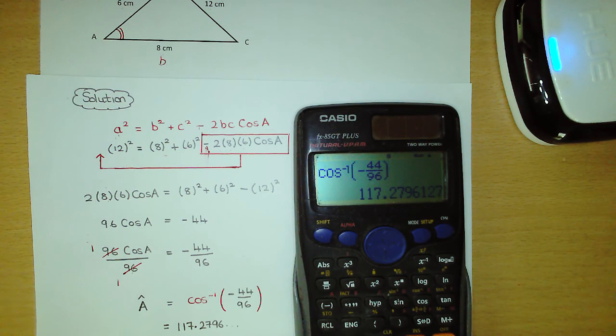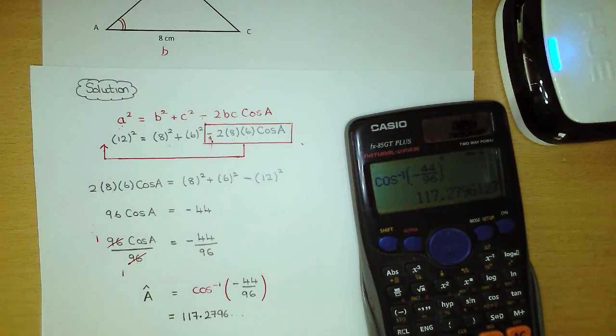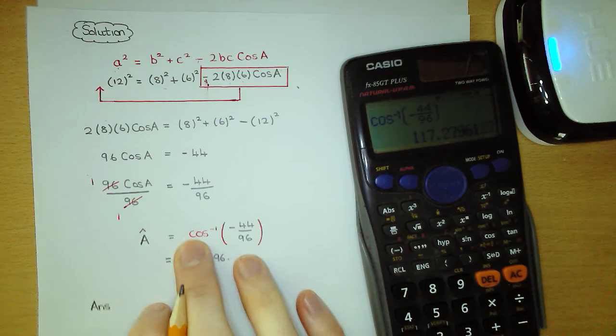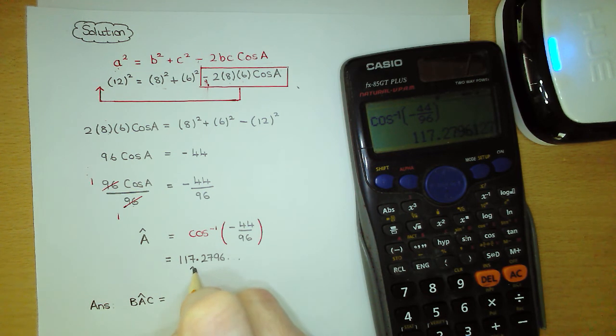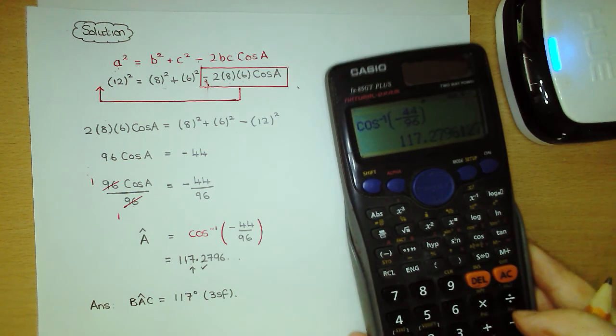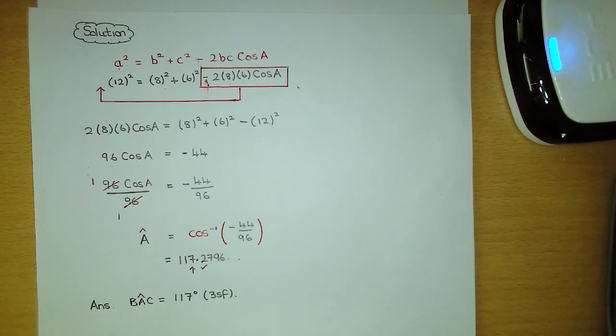And then finally we can round our answer. So answer, the angle BAC is equal to, so round it to 3 SF, third significant figure is the 7, go to the digit after, which is less than 5, so we keep the 7 the same, so it's going to be 117 degrees, and that's to 3 significant figures. So that's how you find an angle using the cosine rule.